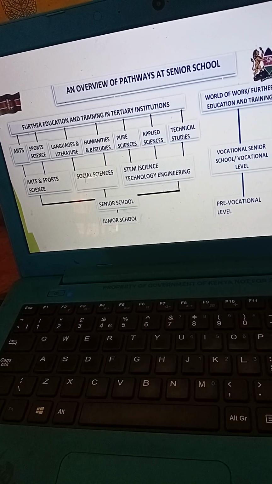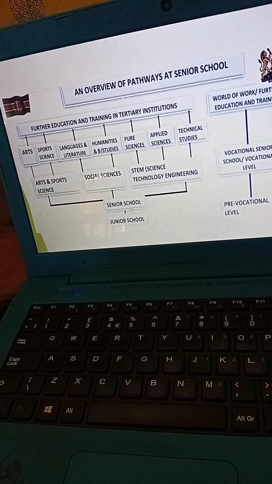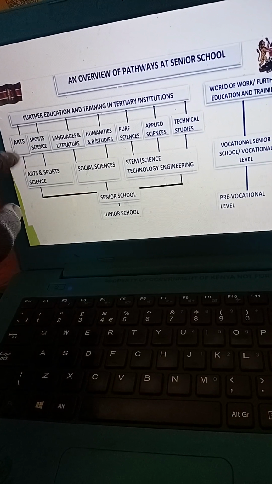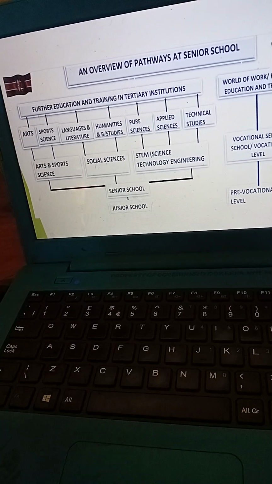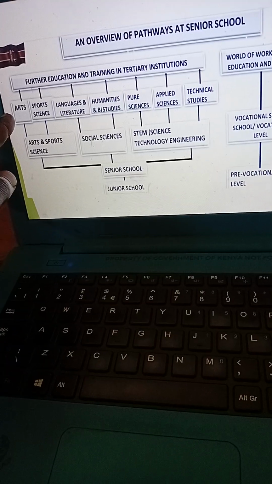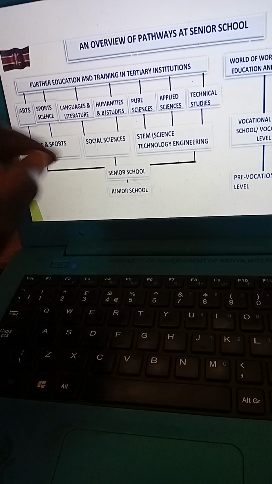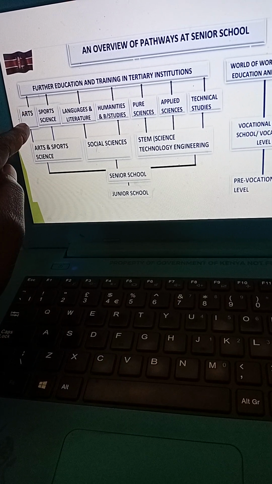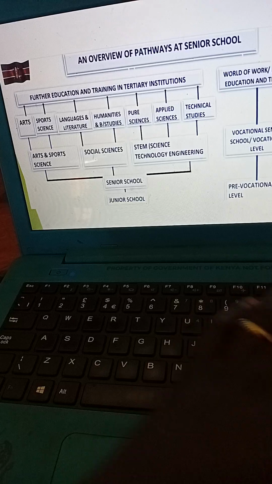So as a learner, you're supposed to select one of the pathways. You can select either arts and sports science, if you belong to arts and sports science. So this is the pathway. You just select one pathway, but for subject combination, you can choose from either track, arts or sports science, in those 12 choices that you'll make. So you can choose the subject combination from either this part or that part. Same for social science and same for STEM.